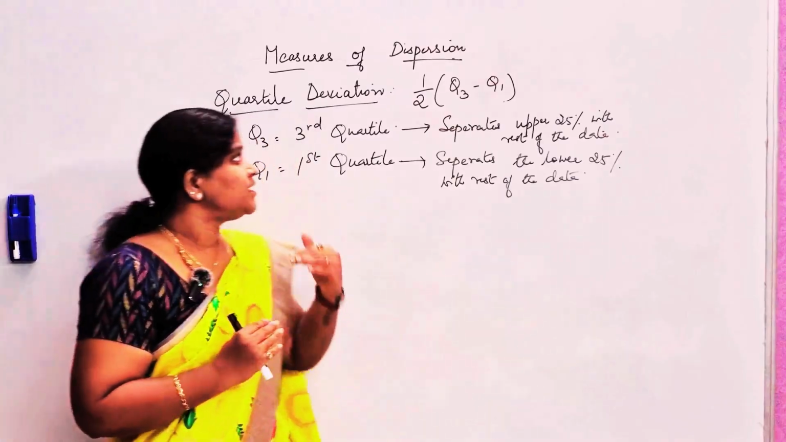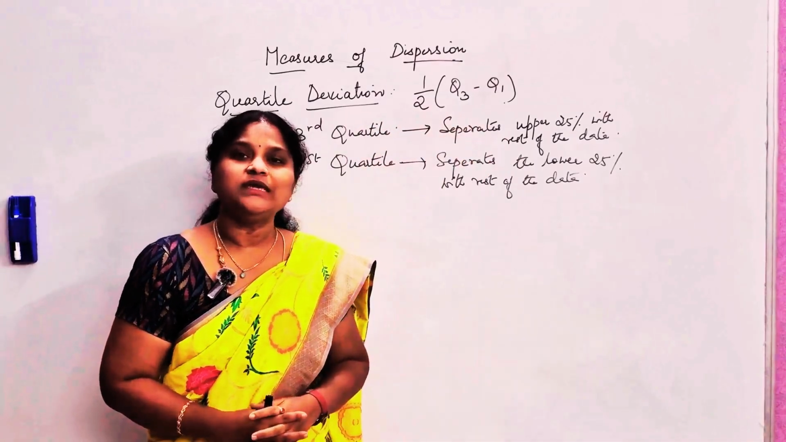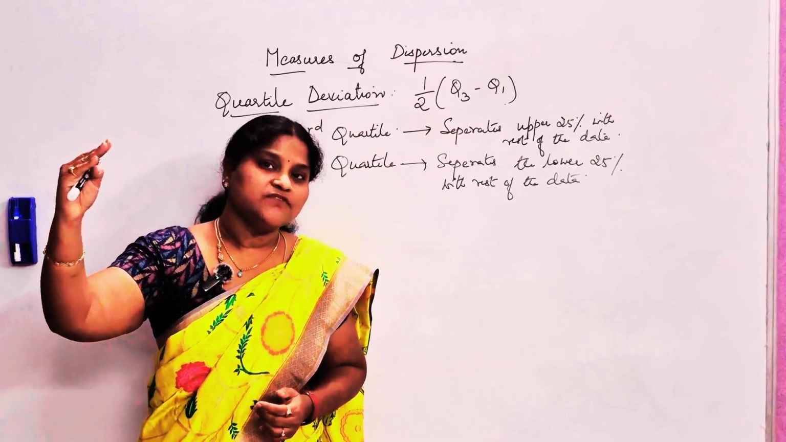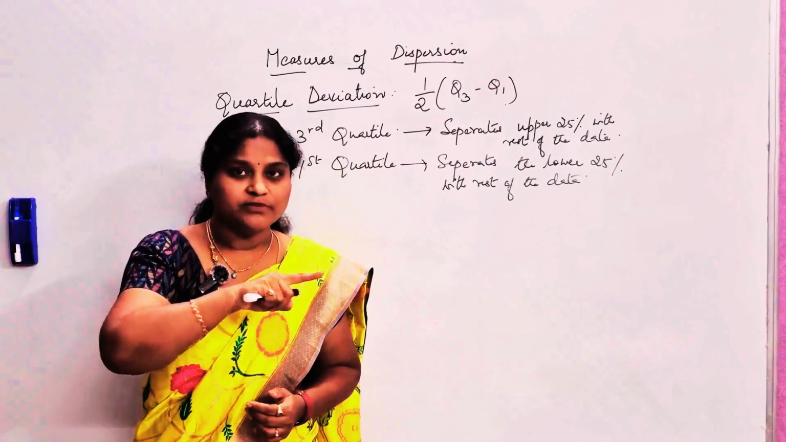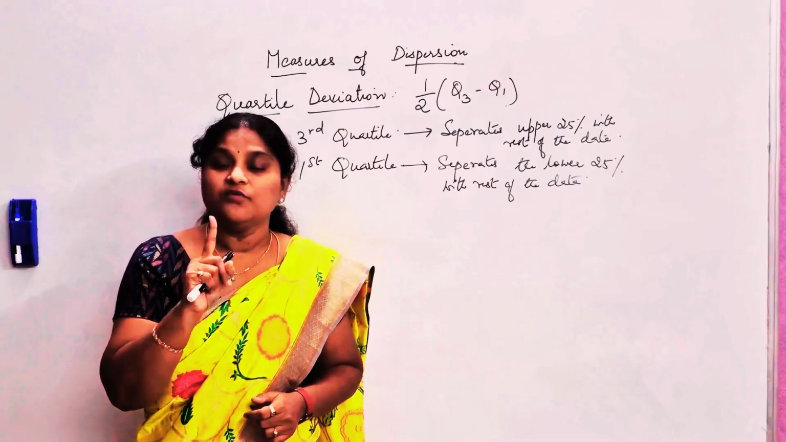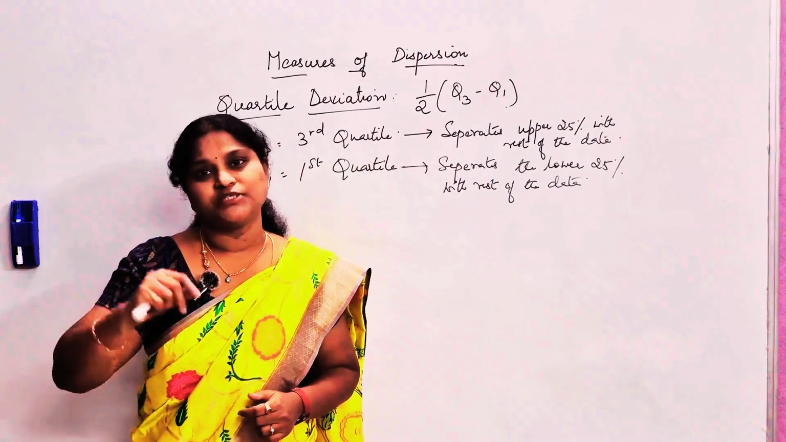The formula for quartile deviation is half of Q3 minus Q1, where Q3 is the third quartile which separates the uppermost 25% of the data from the rest of the data. Similarly, Q1 is the first quartile which separates the lowest 25% of the data from the rest of the data.